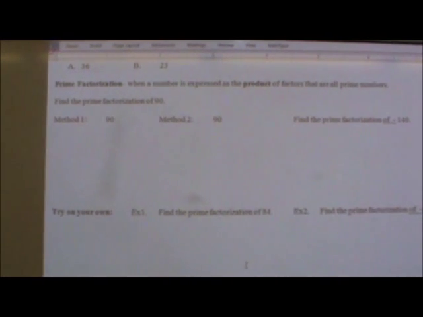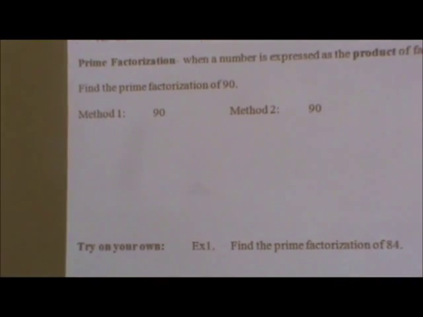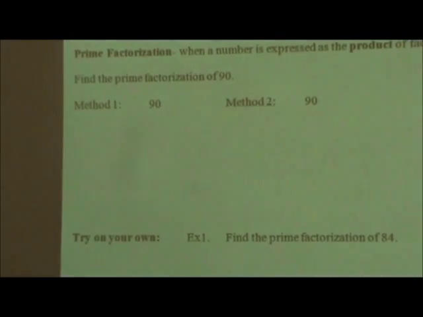Alright, the next concept we'll talk about is prime factorization. Prime factorization is when a number is expressed as a product of the factors that are all prime numbers. Only using prime numbers and only using multiplication. Let's talk about something you have learned in the past. The prime factorization of 90.